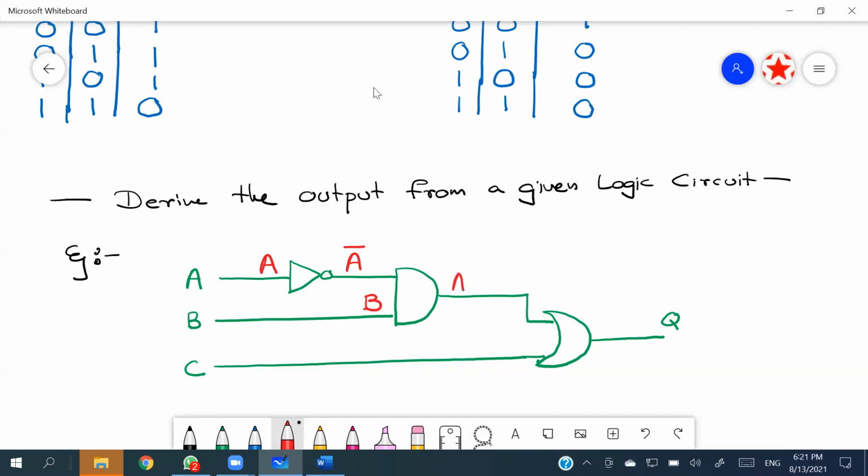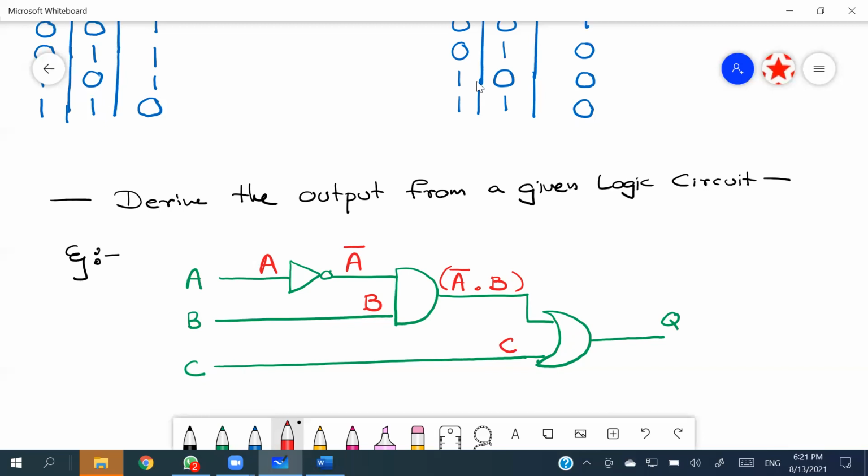So the output is going to be A bar dot B, and it's better you have brackets when there are two or more inputs to a particular gate, when we are writing the output. And then A bar dot B is going to be an input to this particular OR gate on one line, and on the other line, it's going to be C.